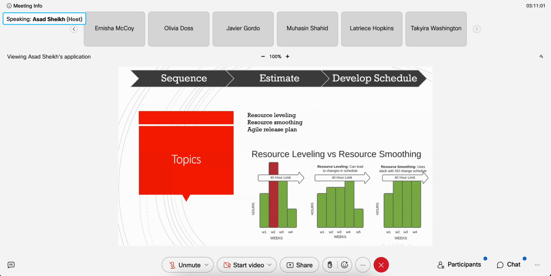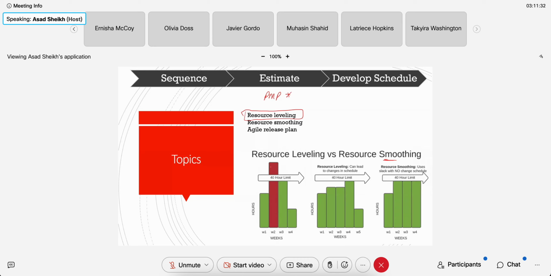Okay, this is another concept that is also important from the PMP standpoint, and this is about resource leveling. So this is giving an example of what we mean by resource leveling versus resource smoothing. So here we go. This is how it is. You got 1, 2. So this is the 40-hour limit.